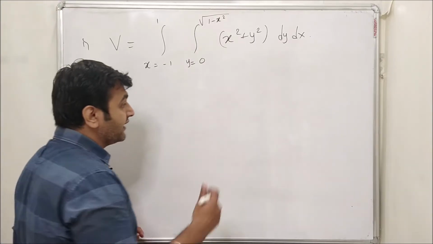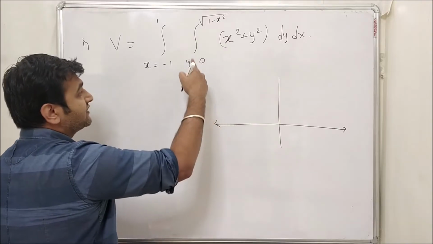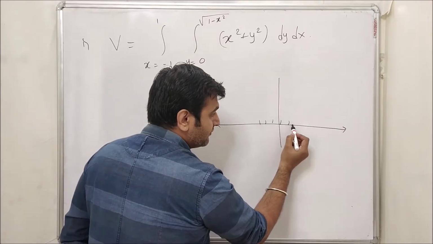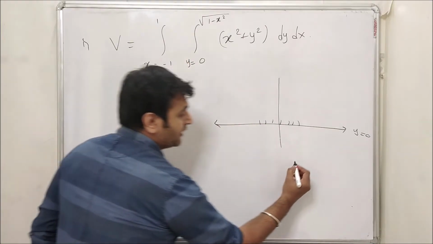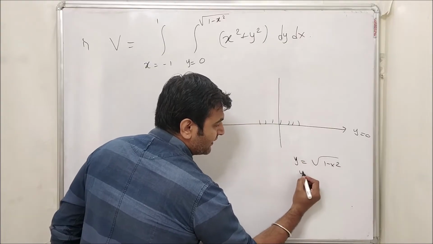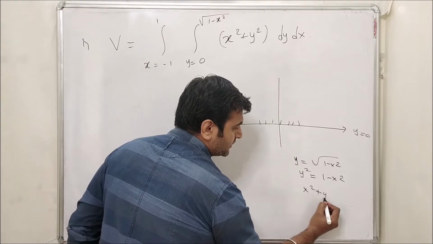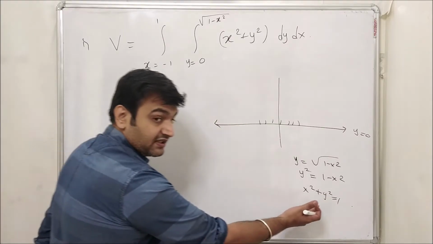Now to find the limits of r and theta, first you need to know what the region is. Now y is starting from 0, so y is starting from the x-axis, because here your y is 0 on the x-axis. And what is your y? It is going till the square root of 1 minus x square. So if I square on both sides, y square equals 1 minus x square. So x square plus y square equals 1. What is this? This is nothing but a circle.